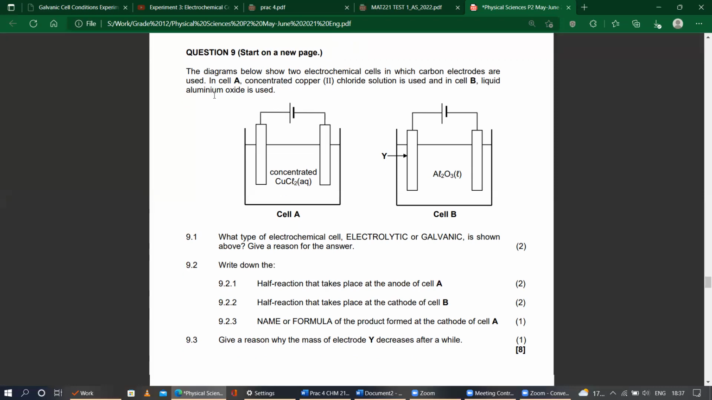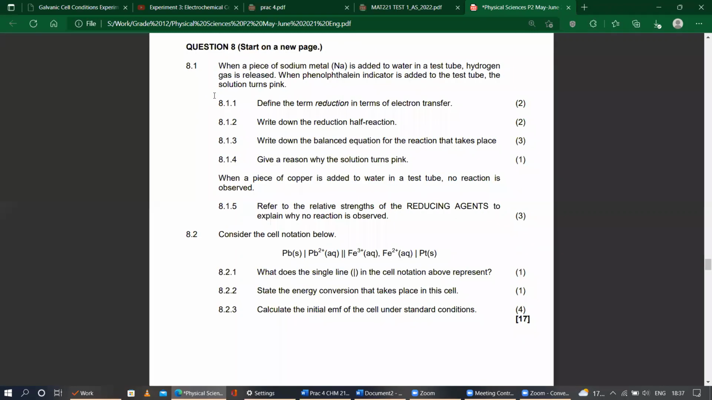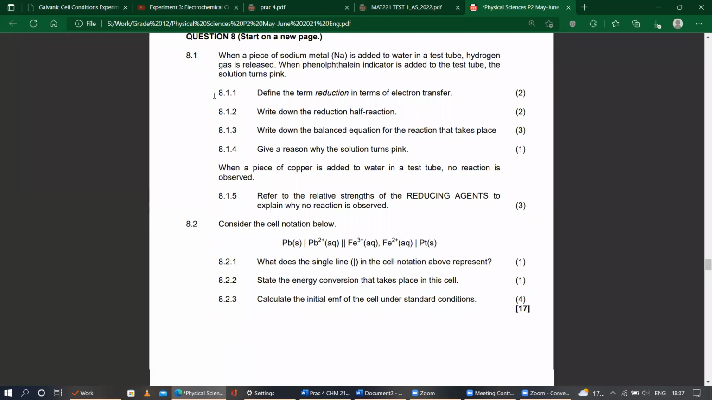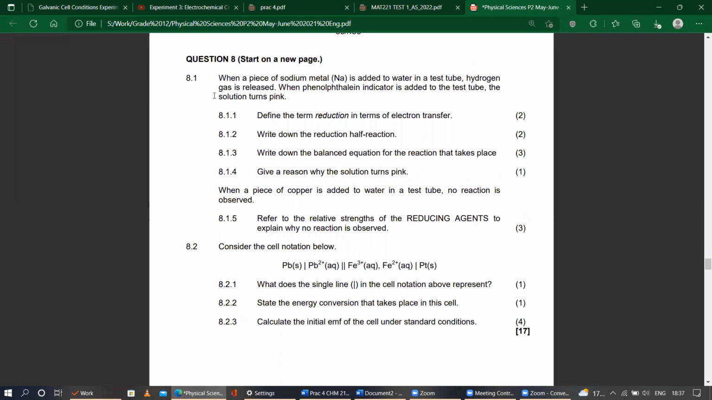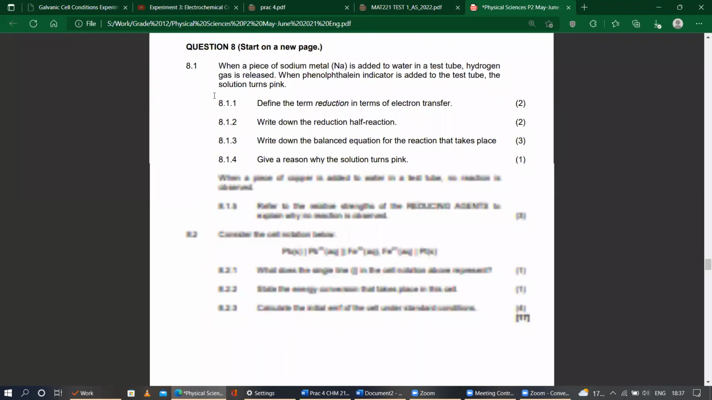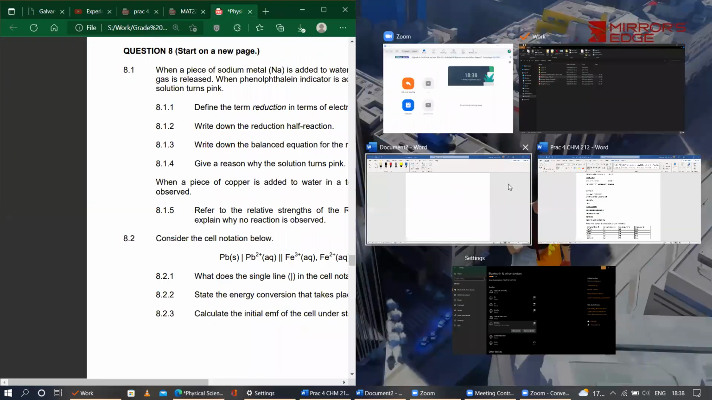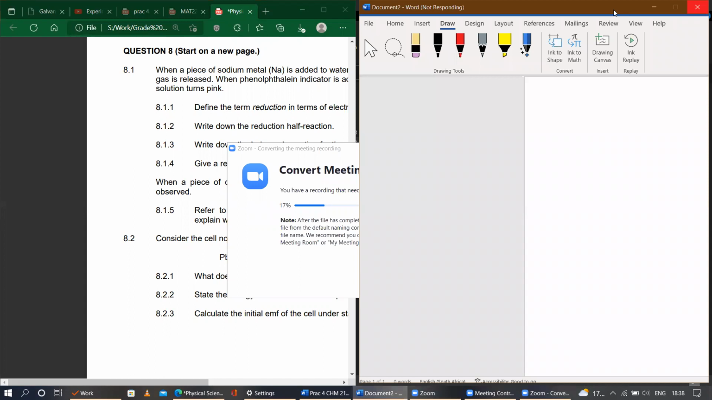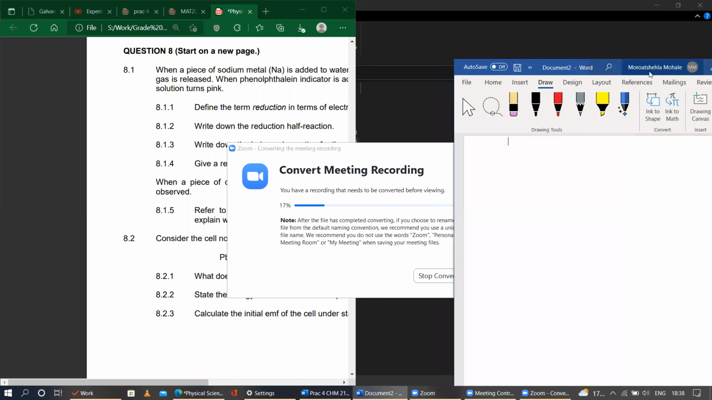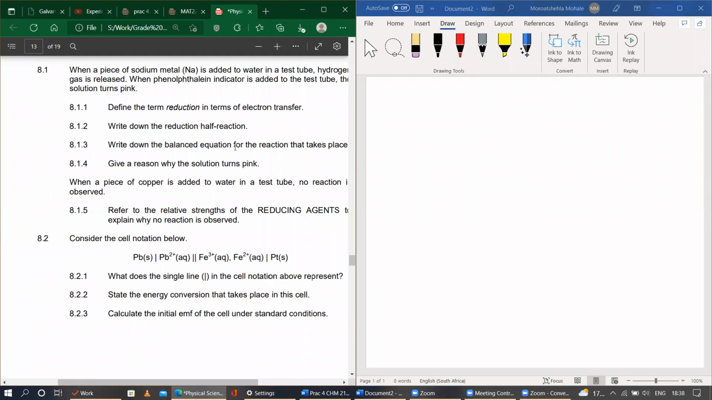Yes, sir. So I think it's gonna be question 9. I think it's question 8 and 9. So how am I gonna do this? How do I get that whiteboard out? Let me just put this on the side. Yeah, so we're gonna have our question paper on one side, then I'm gonna do everything on this side.